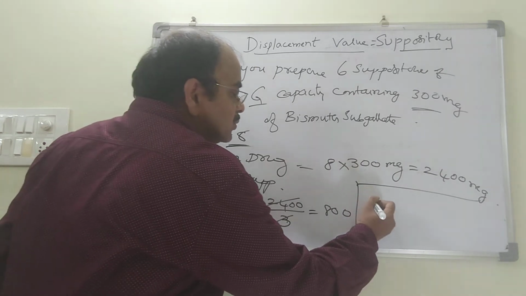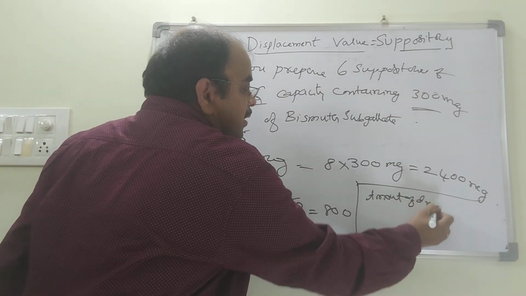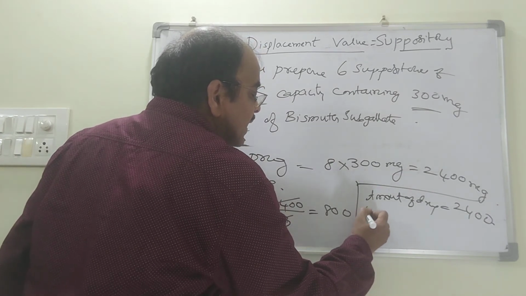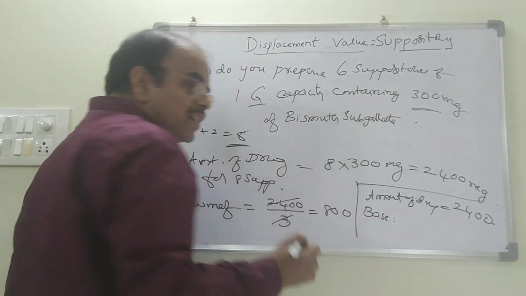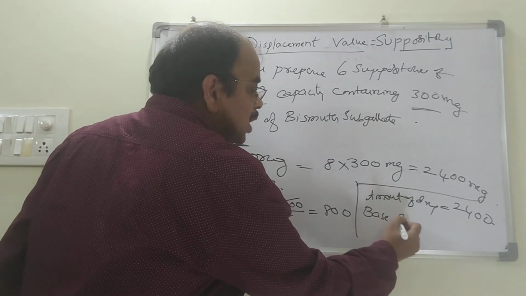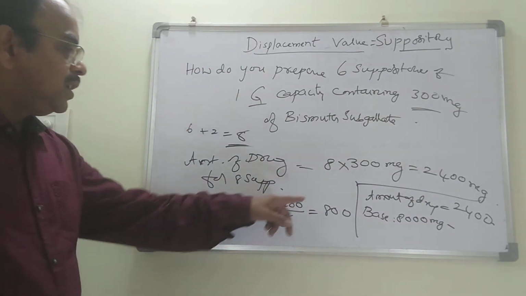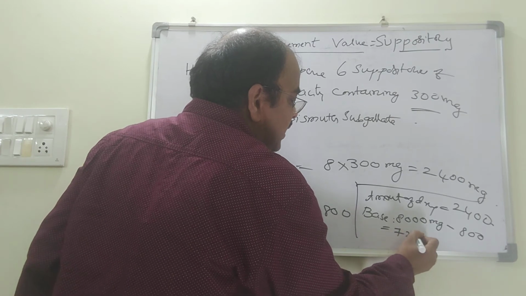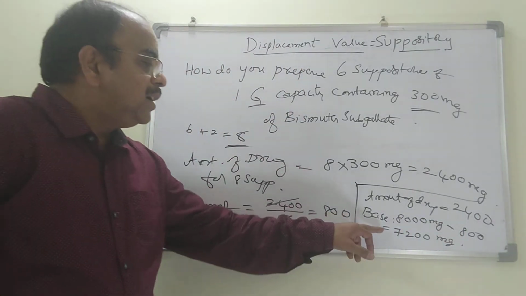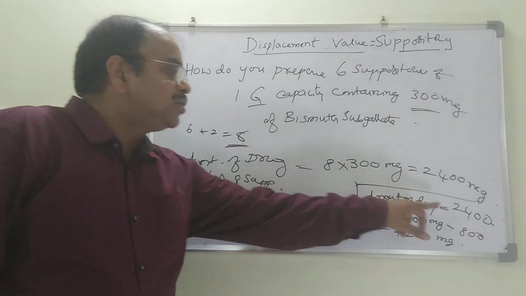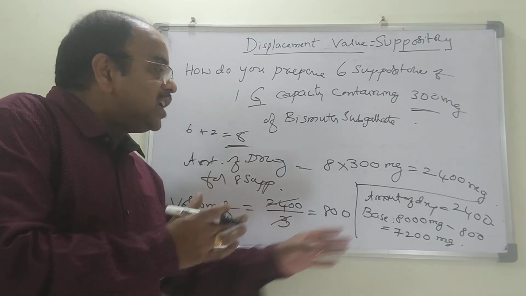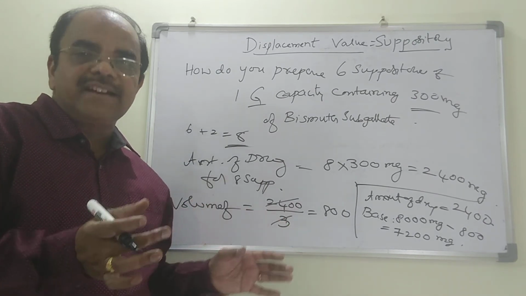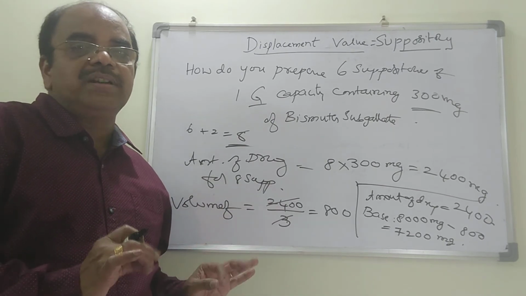What is the amount of the drug? 2400. Amount of the base required? Base 1 gram, that means 1 gram for 1 suppository, 8 suppositories for 8 grams. So 8000 mg minus how much is present here? 2400 by 3, 800, is equal to 7200 mg. The final formula is base 7200 mg and drug 2400 mg. Okay? Totally how much is that? 9.6 grams. But it occupies only 8 grams capacity. Of course, you have to prepare only 6 suppositories of 1 gram capacity. These are the calculations for the suppositories.